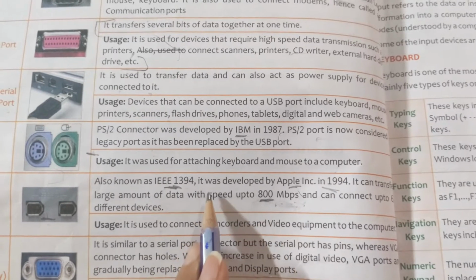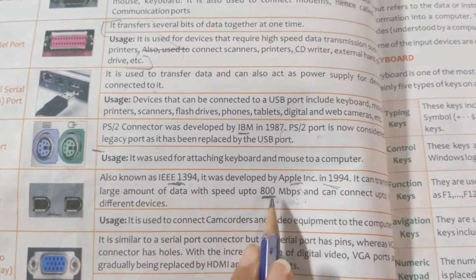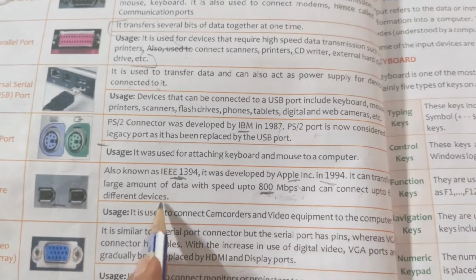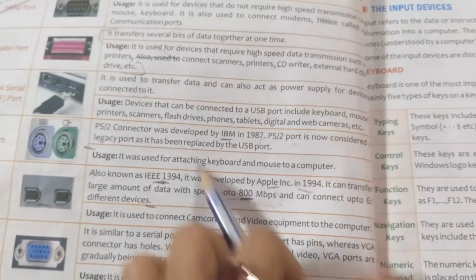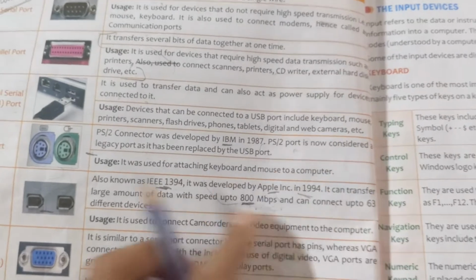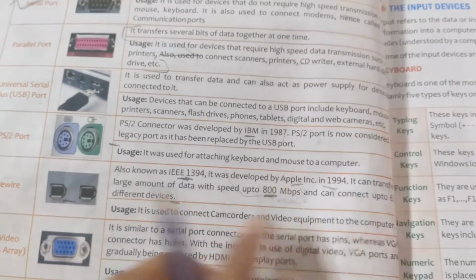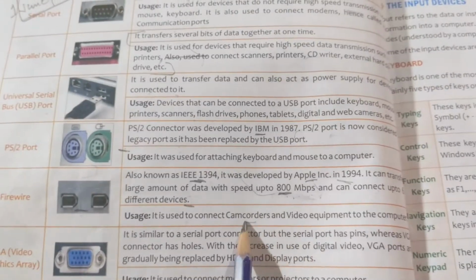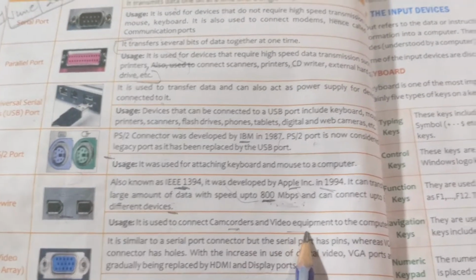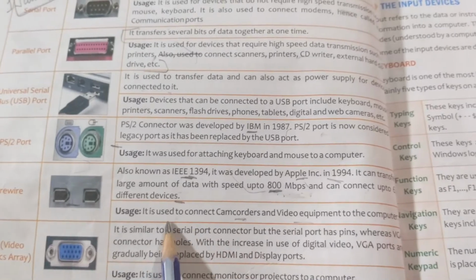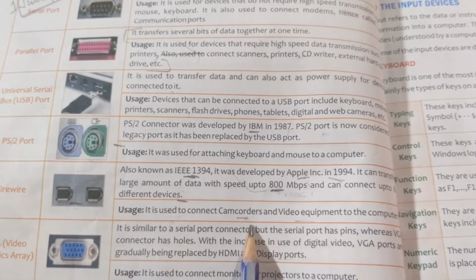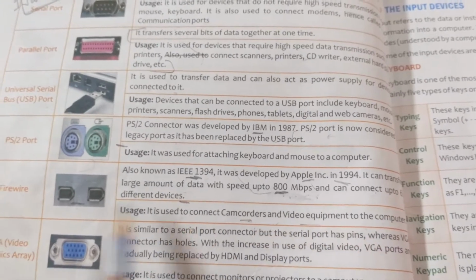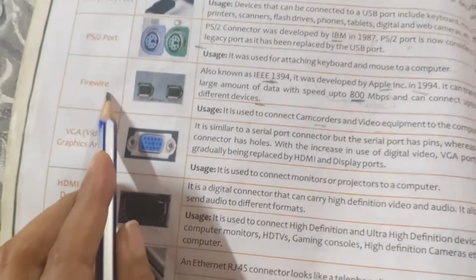आप लोग डेटा ट्रांसफ़र कर सकते हो with a speed of 800 Mbps and connect up to 63 different devices. और आप 63 different devices को इसके साथ connect कर सकते हो. It is used to connect camcorders and video equipment to the computer. अगर आपको कंप्यूटर से कुछ कैमराज अटैच करने हैं for the video making, then you can use this firewire port.